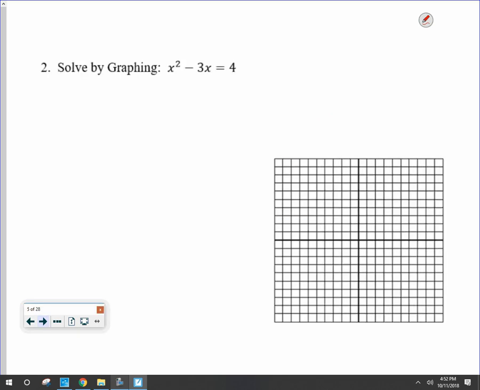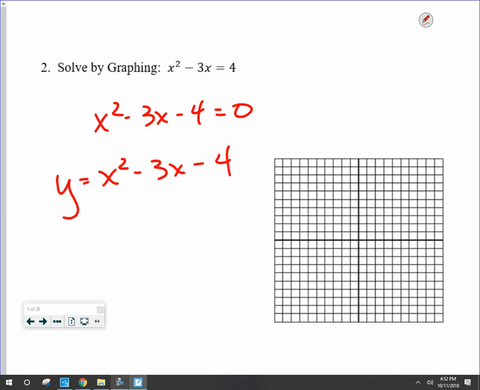Solve by graphing. Now, the vertex on this one is not very nice. First, I'm going to make it equal 0. Then you're talking about graphing y equals x squared minus 3x minus 4. It is in standard form, so negative b over 2a, which actually gets you 3/2. Plugging 3/2 back in, you will actually get negative 6.25, or 25 fourths. So 1.5, negative 6.25, right here.